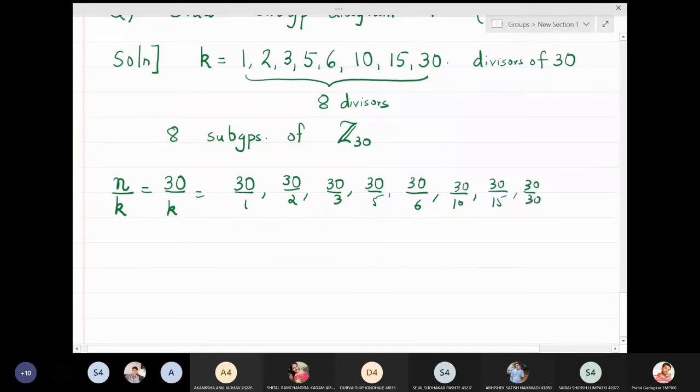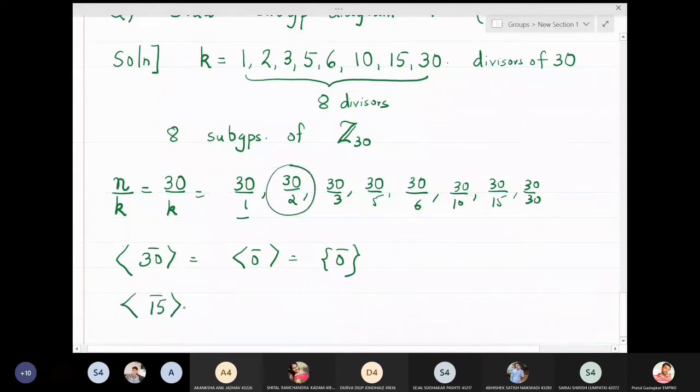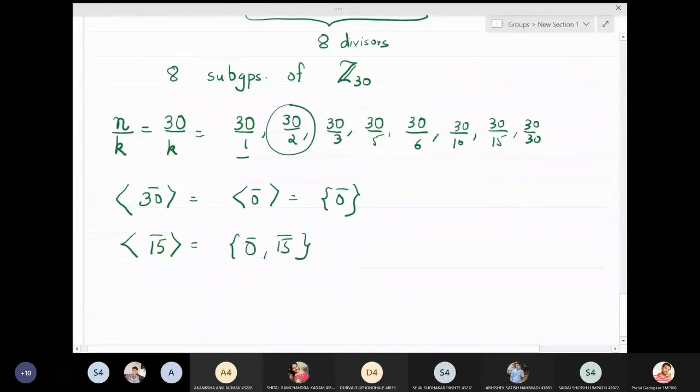So we will write the first subgroup now. The first subgroup is 30 bar. 30 bar means 0 bar, and it contains only the singleton 0. Next is 30 upon 2, which is 15 bar. 15 bar contains 0 bar and 15 bar only. Next is 30 upon 3, which is 10 bar. So 10 bar contains 0 bar, 10 bar, 20 bar, and 30 bar, which is 0.